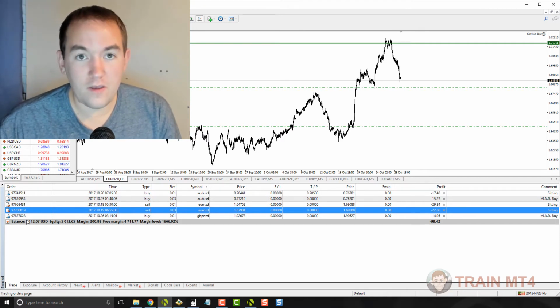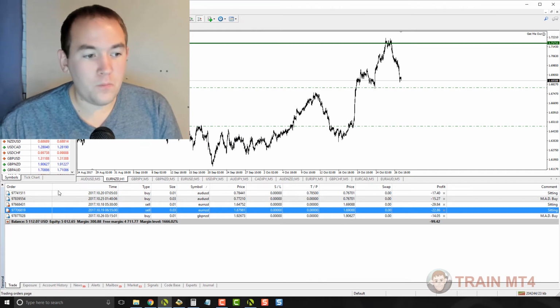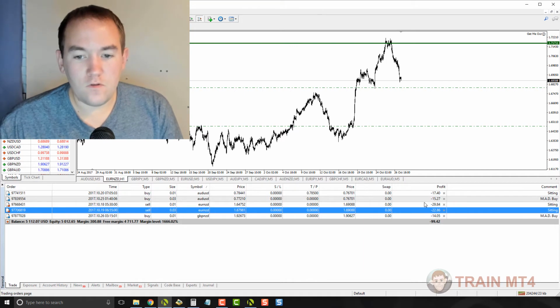Balance is realized profit. So that's money that's actually gone into the account. The equity is your balance plus or minus your running total, so your unrealized profit or loss.